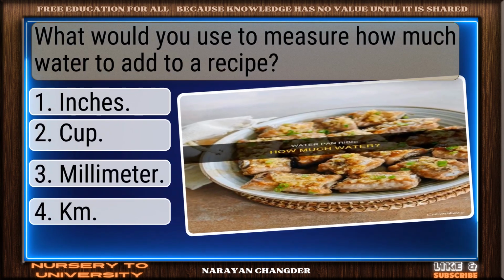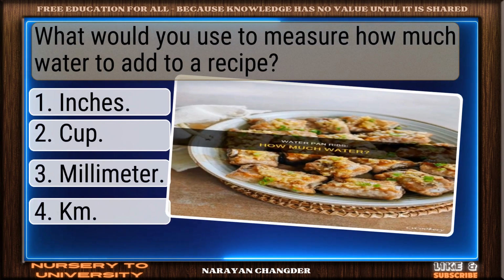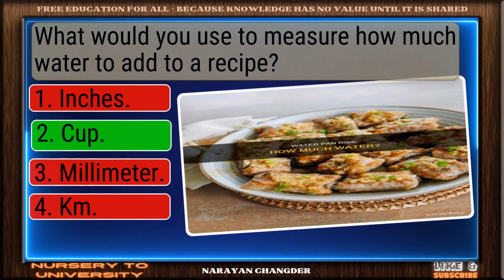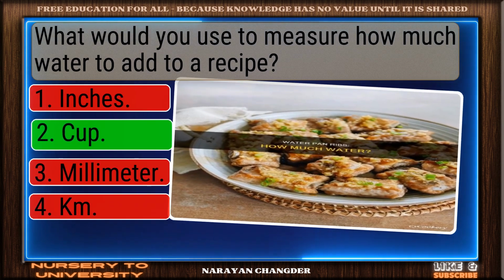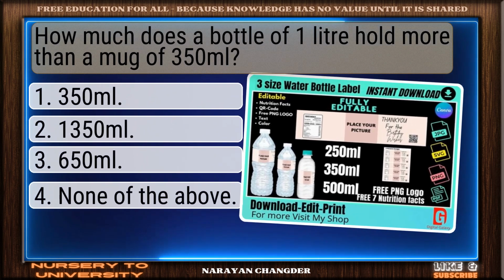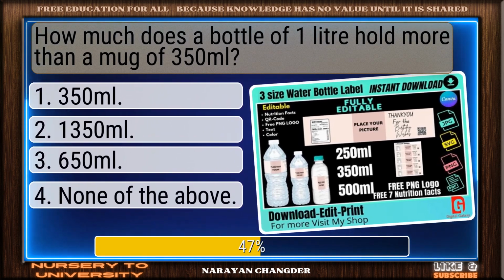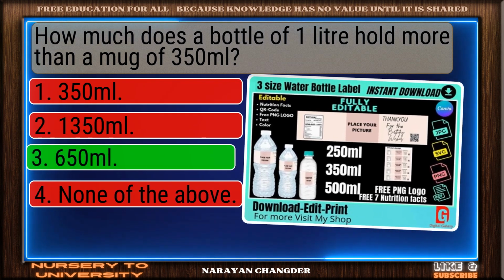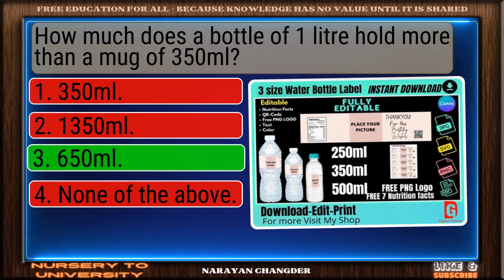What would you use to measure how much water to add to a recipe? Excellent. Cup is a brilliant choice. How much does a bottle of 1 liter hold more than a mug of 350 ml? Nice selection. 650 ml is the correct and valid answer.